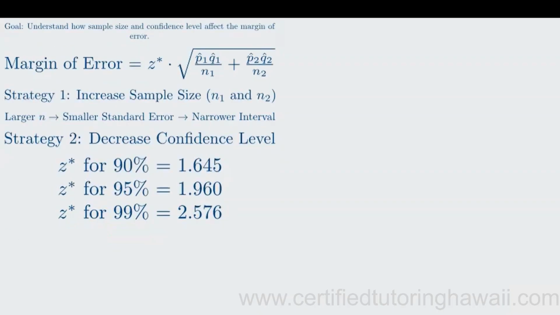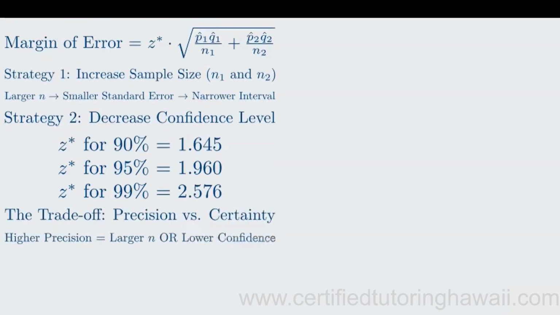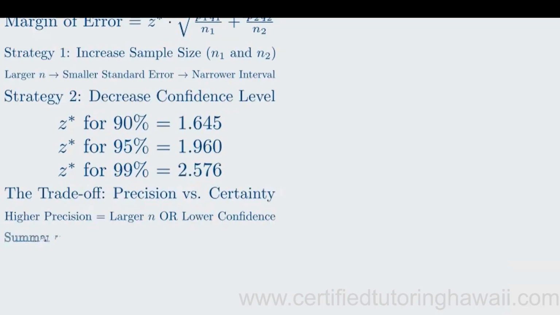This reveals the fundamental trade-off in statistics. To get a more precise window, you either need to do more work by collecting a larger sample, or you have to accept a lower level of certainty that your window actually contains the true parameter. By understanding these relationships, you can now explain exactly why one margin of error might be larger than another, which is a key skill for the AP exam.